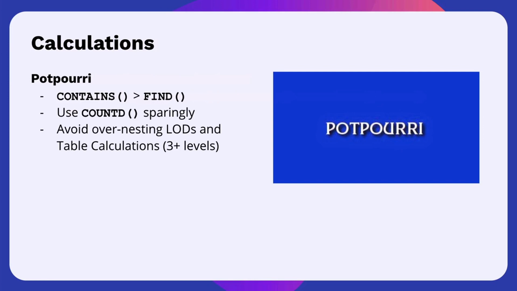Just know that sometimes I find myself doing 2-level, 3-level LODs. They work okay, but they do slow things down. If I get to a 3-level table calculation, I can guarantee performance has slowed significantly.